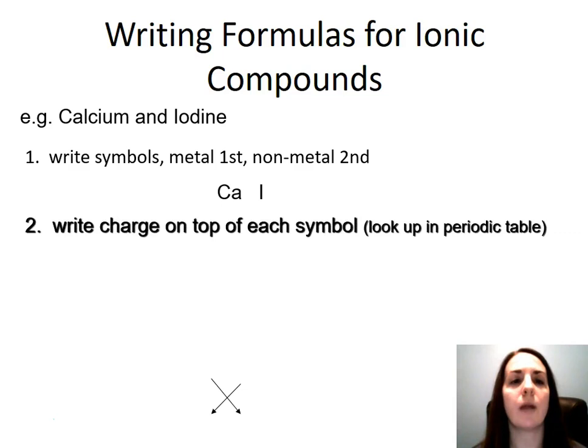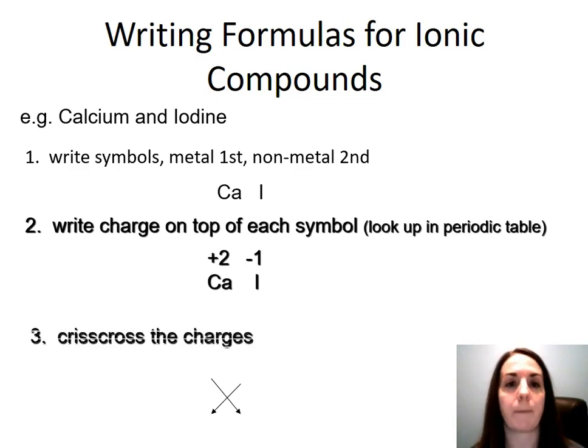Then we're going to look up the charges for each of those elements, and we're going to write it on top of each symbol. We can find these charges on the periodic table. So if I look up calcium, it has a charge of +2 for its ion. And if I look up iodine, it will have an ionic charge of -1.